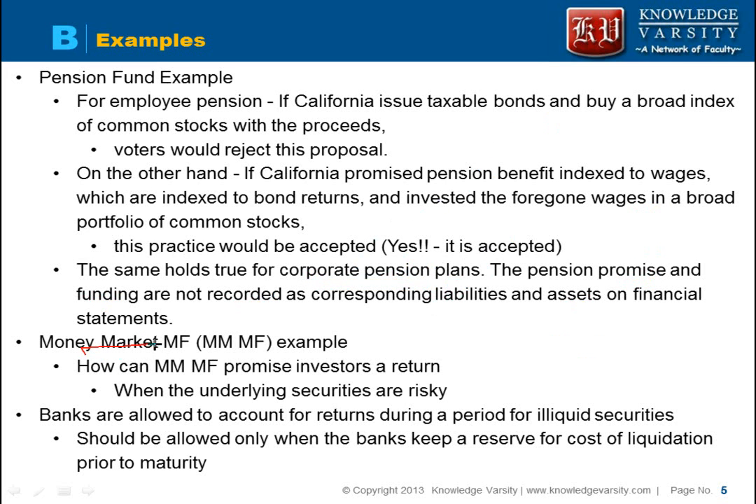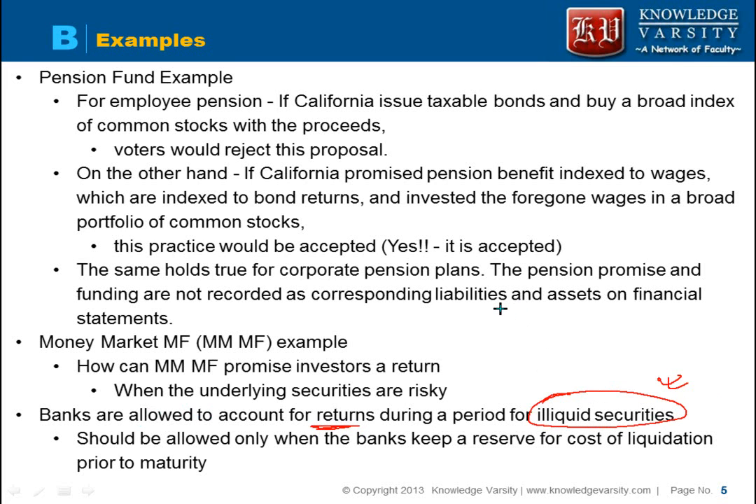Okay, then the money market mutual fund example. So a money market mutual fund which is investing not in bonds but in short term money market instruments which are risky. But the money market mutual fund promises investors some return. How can it promise investors a return when the underlying securities are risky? It cannot promise. Then, please note that banks are allowed to account for returns for illiquid securities during a period when they are coming up with a return. Even for the illiquid securities they are allowed to account, right?